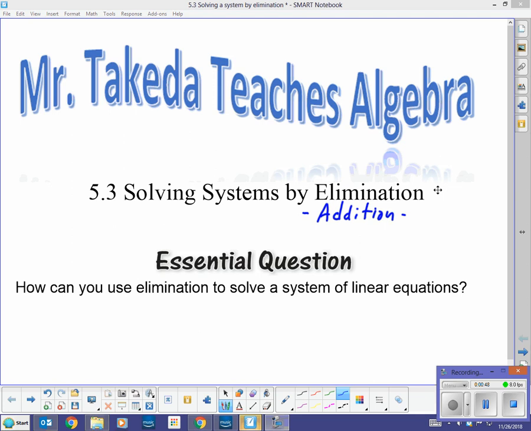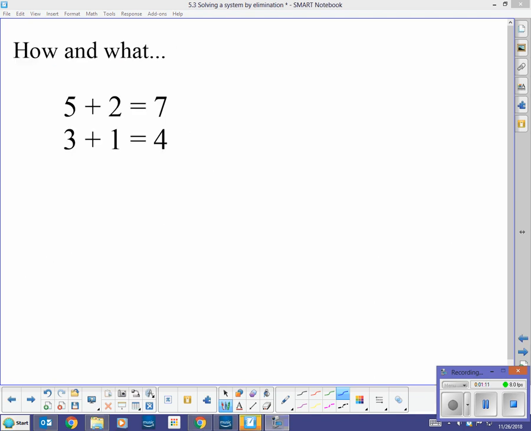And when we do the substitution method, what are we really doing? We're eliminating. We're writing that third equation where we've eliminated one of the variables. So that's what we're going to do here as well. We're going to eliminate one of the variables so we can solve for a single variable. Remember, we can only solve for a single variable. So let's take a look at first the how and the what.